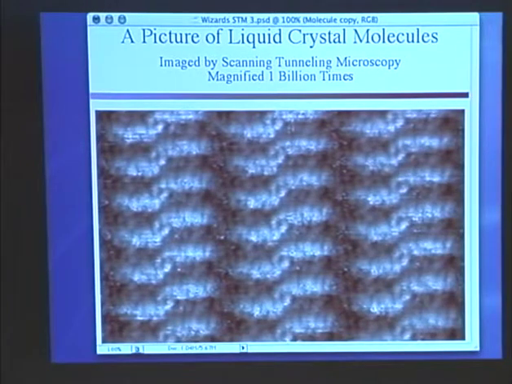Now, it's kind of hard to see in that image exactly where the molecules are, so I can help you with this. Okay, so there's a molecule. There's one of my molecules. Now I can grab this molecule and move it around, and I'm going to show you where we think the molecules are in this image.